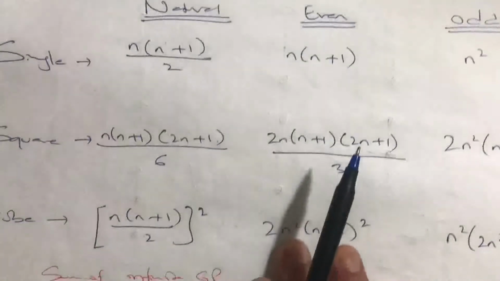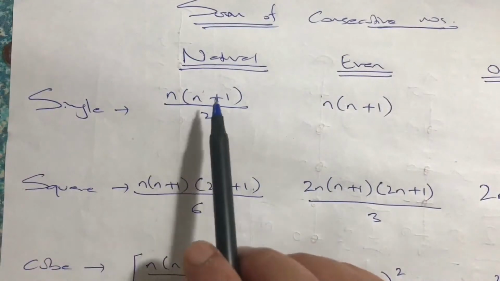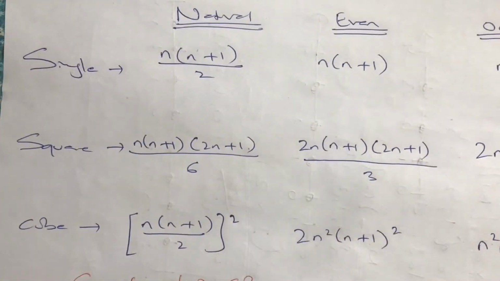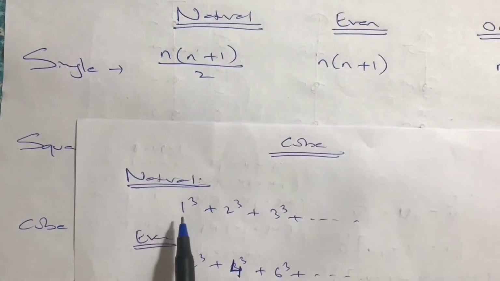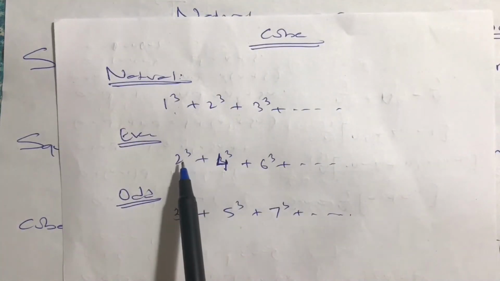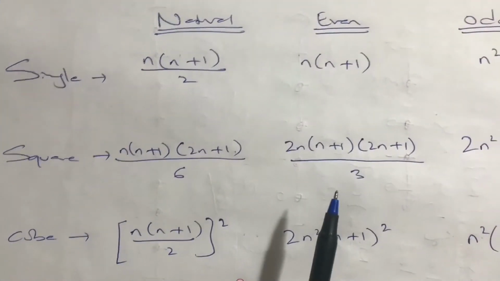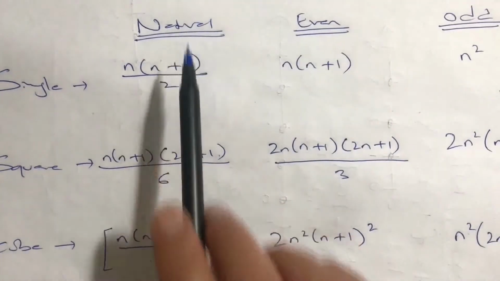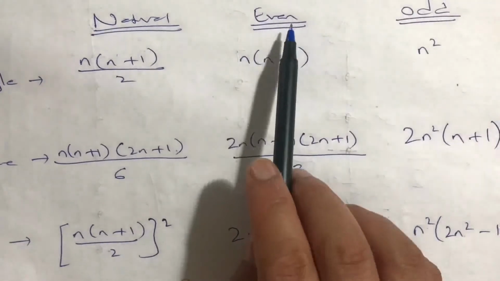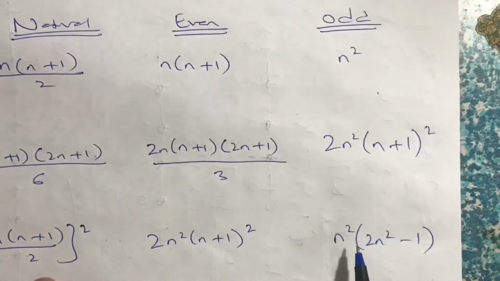Similarly, we have for cube. Now if we have a cube, natural numbers, so cube natural means we have natural numbers and these natural numbers will have a cube. If it's even and a cube, then the even numbers will have a cube. If it's odd and a cube, there will be this. So the formulas accordingly are: for cube natural numbers, we have this. If the even numbers are cubed, then this is the formula. If it's odd numbers and a cube, then this is the formula.